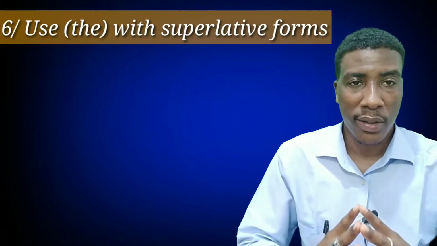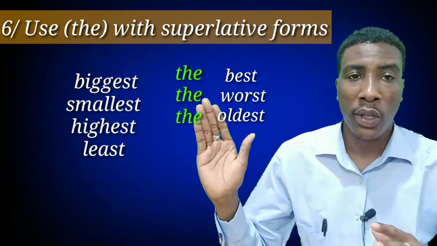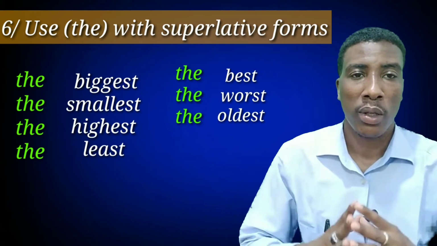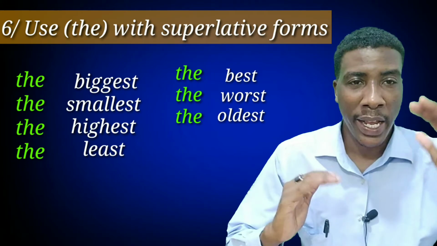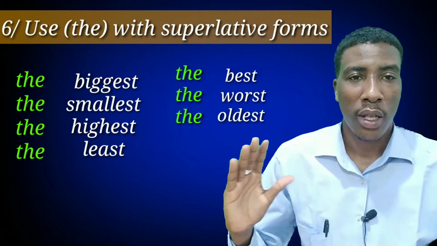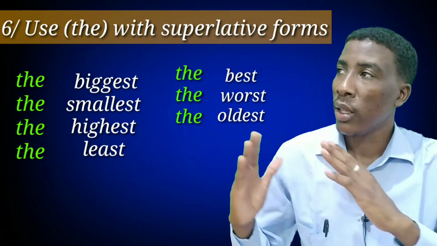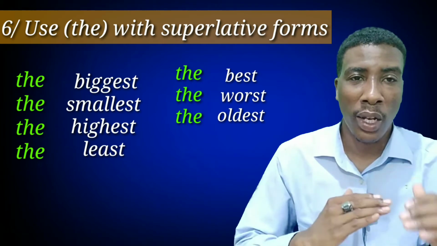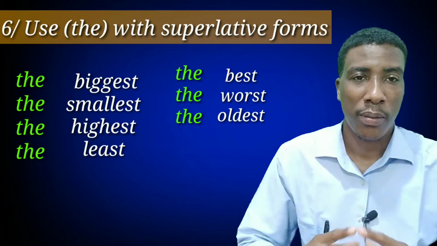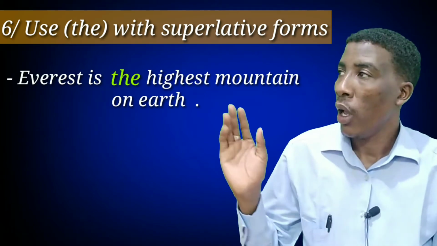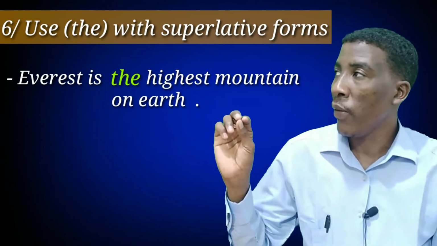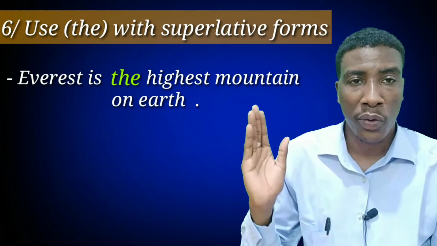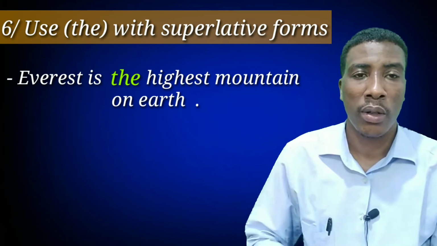The rule number 6, use the with superlative forms. The biggest, the smallest, the highest, the least, the best, the worst, the oldest, like this. For example, Everest is the highest mountain on earth.